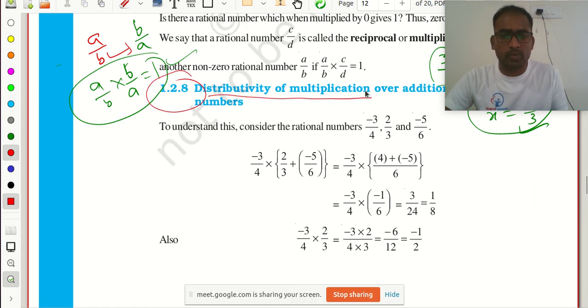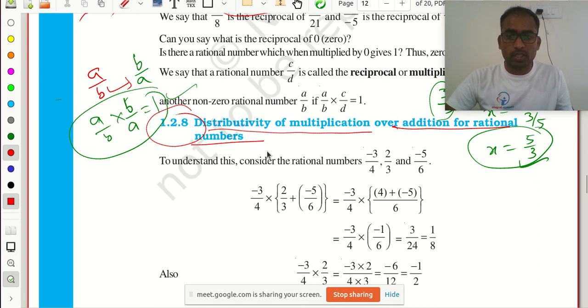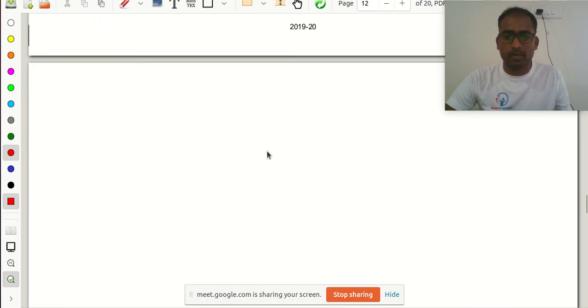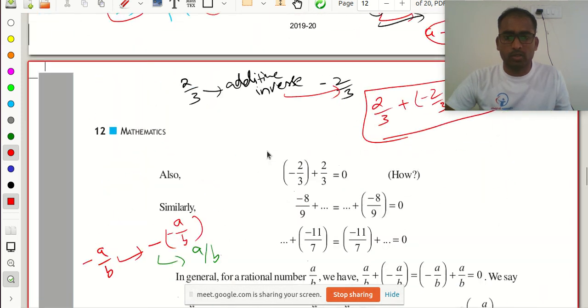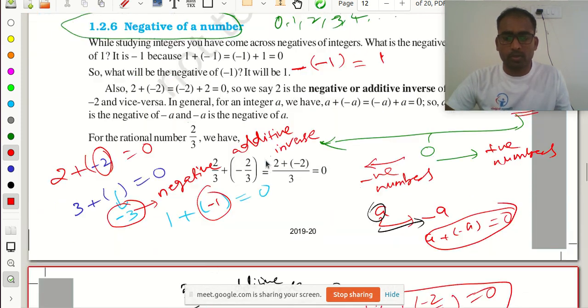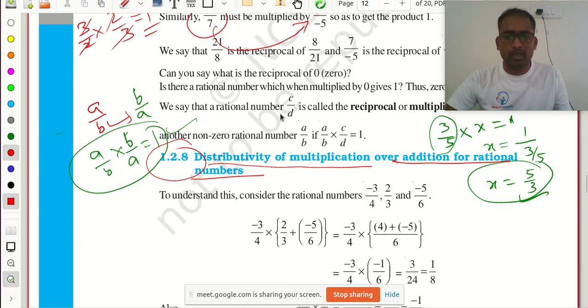Next we have the concept of distributivity of multiplication over addition for rational numbers. Do you want to continue the class or should I stop here? So for today's lecture I will stop here, and in the next class we will continue with the distributivity of multiplication over addition for rational numbers. Okay, thank you.